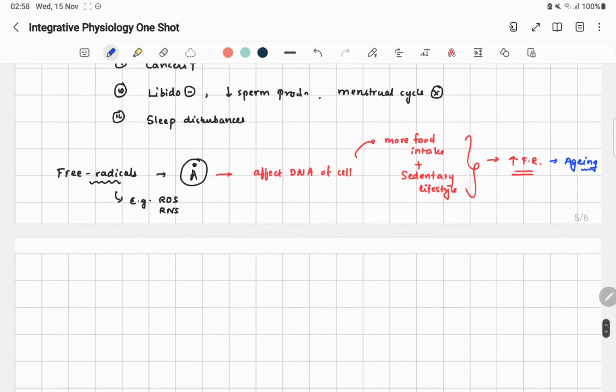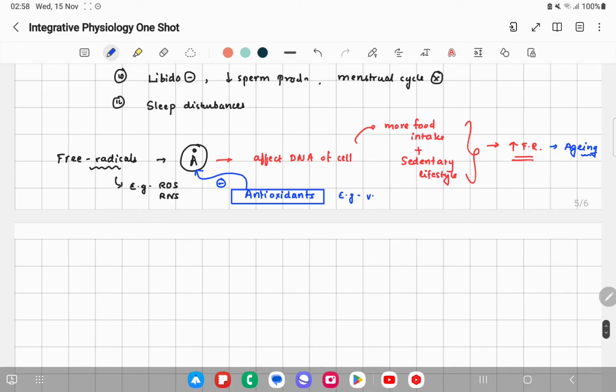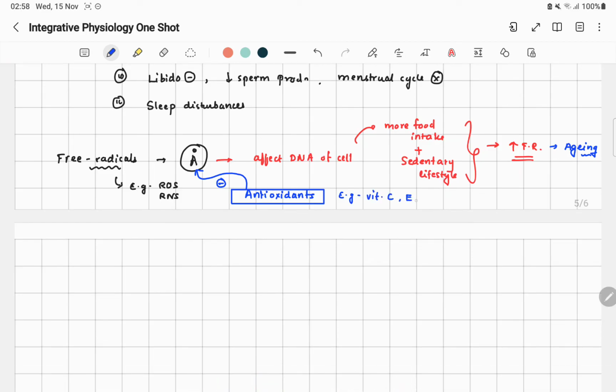Understood? So what are antioxidants? Antioxidants are a group of compounds that are capable of deactivating the free radicals formed in the body. For example, vitamin C, vitamin E, vitamin A. There are many antioxidants like superoxide dismutase, catalase, and so on.